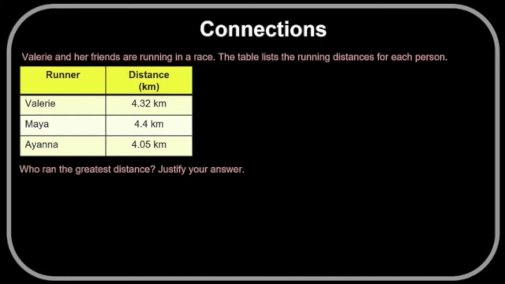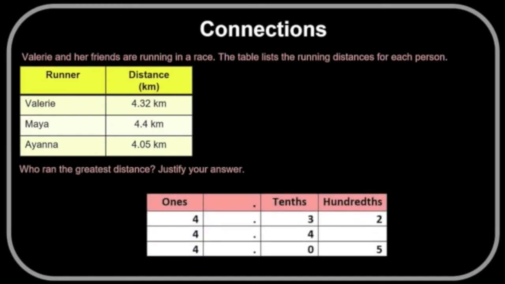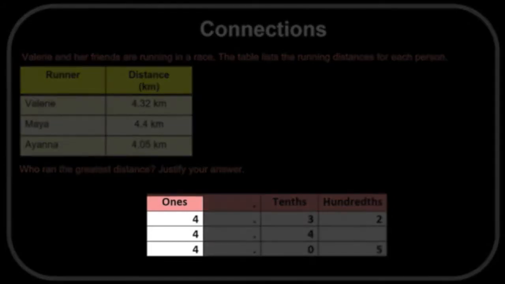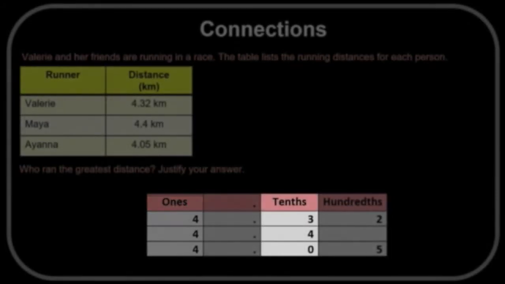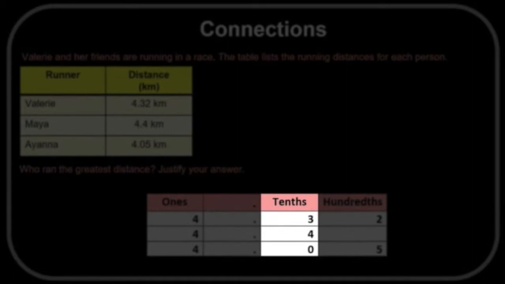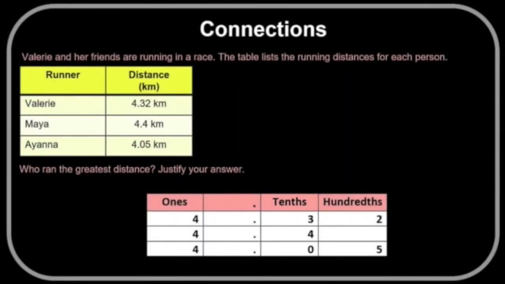Let's start by listing each distance in a place value chart. Looking at the place value chart, we see that all three numbers have a 4 in the ones position. If we look at the tenths position, we notice that 4 and 32 hundredths has 3 tenths, 4 and 4 tenths has 4 tenths, and 4 and 5 hundredths has 0 tenths. Since 4 tenths is the greatest, 4 and 4 tenths is the greatest number. So Maya ran the greatest distance. Valerie ran the second greatest distance, and Ayana ran the least distance. For additional information about Standard 4MD2, check out the 4MD2 video and resources.